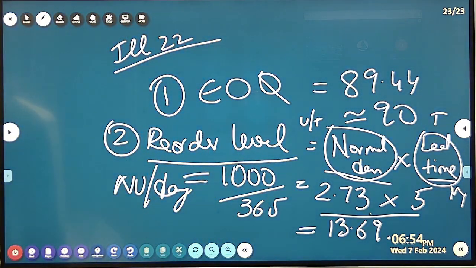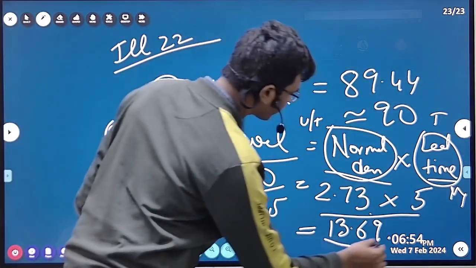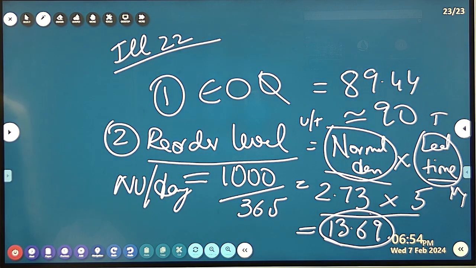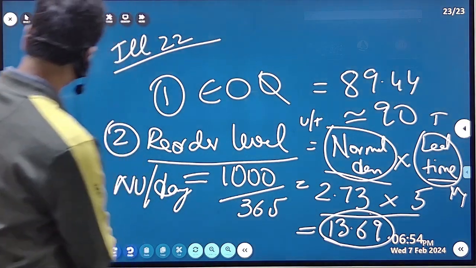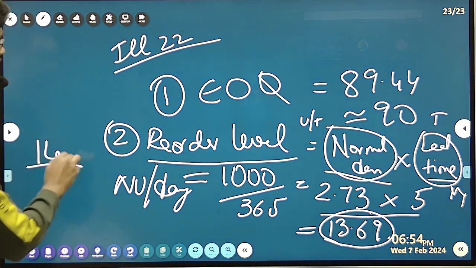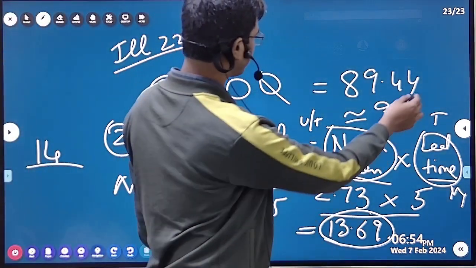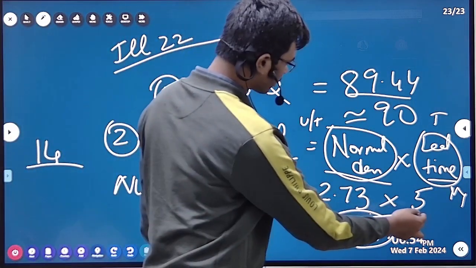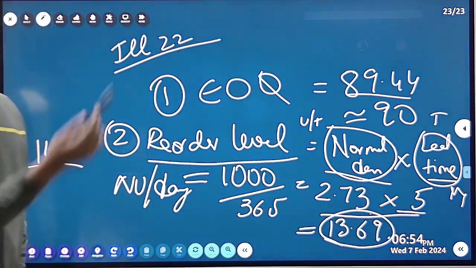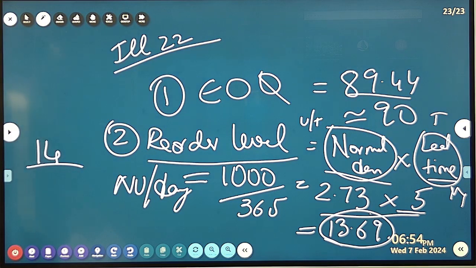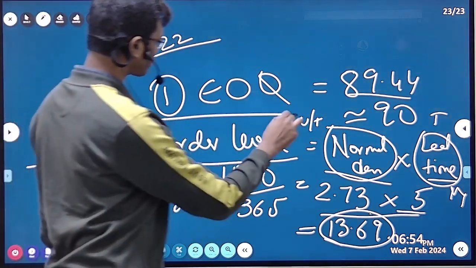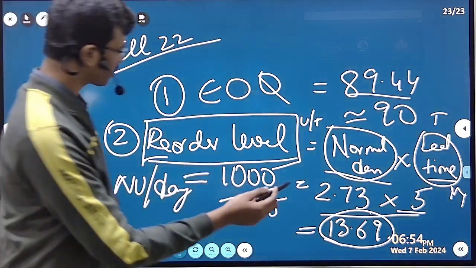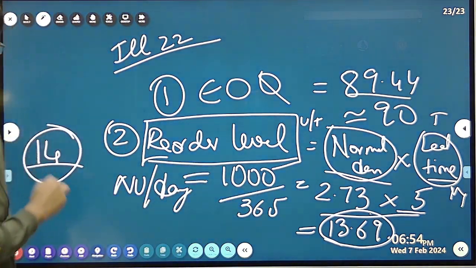Okay. So what does reorder level mean? So when your stock reaches this level, you have to place the order. Okay. So once you are at 14 units, you will have to place your order of 90 units, and in 5 days your 14 will become 0 and you will get your order. Correct? That is your reorder level. So once you place the order today, you will get your order before you exhaust this 14 days.